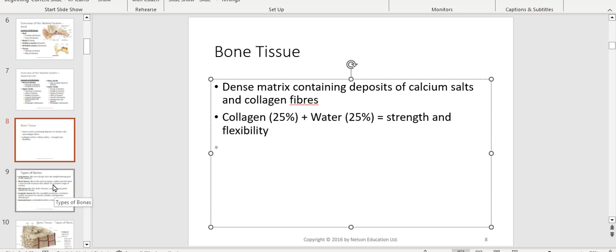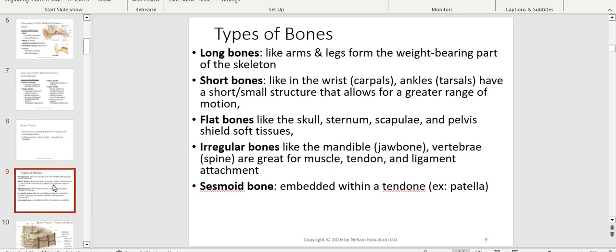answer yes. Okay. Types of bones, long bones like arms and legs there form the weight-bearing part of the skeleton. Short bones like in the wrist, carpals, ankles, tarsals have short, small structure that allows for a greater range of motion, right? If you just rotate your wrist or your ankle, you'll see there that there's quite a lot of motion, 360 degrees. It's because of those bones, right, that are located in that joint.